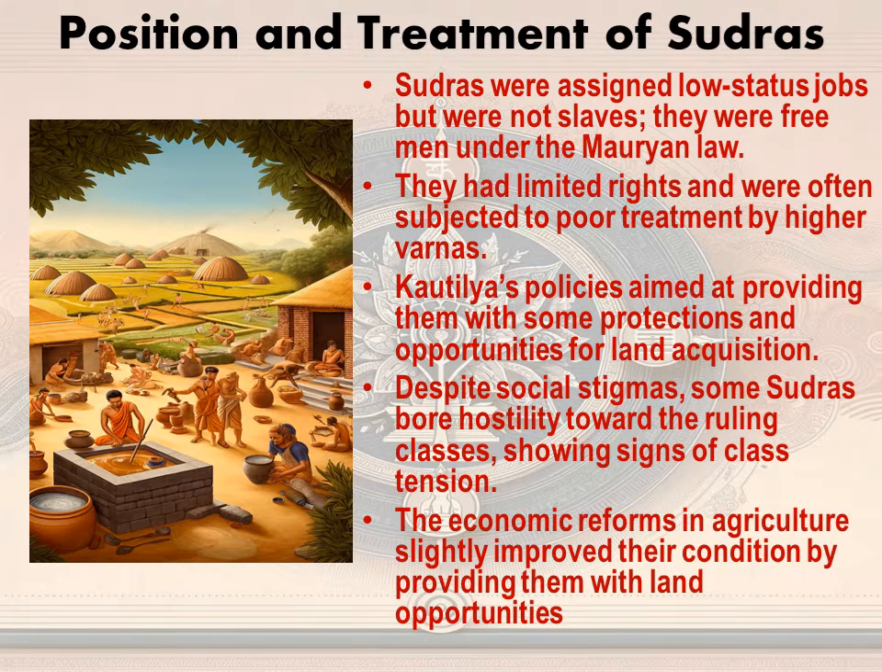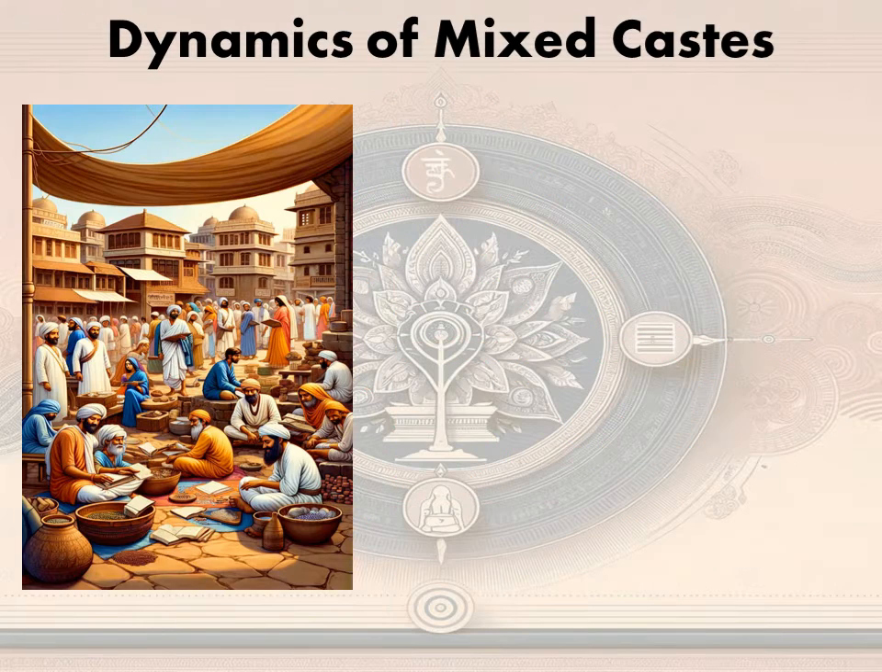The economic reforms in agriculture slightly improved their condition by providing them with land opportunities. During the Mauryan period, Shudras got land acquisition opportunities, and thus the economic reforms in agriculture slightly improved their condition by providing them with opportunities to have control over land resources.